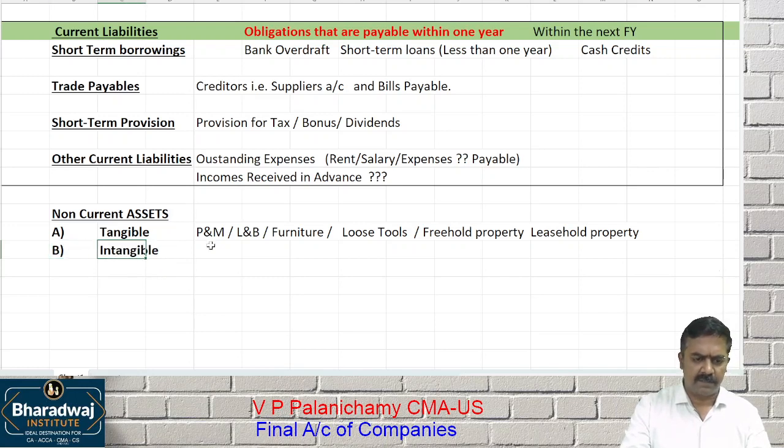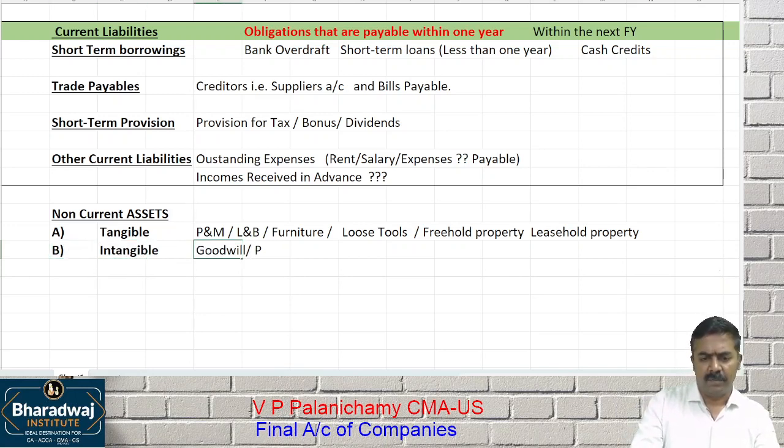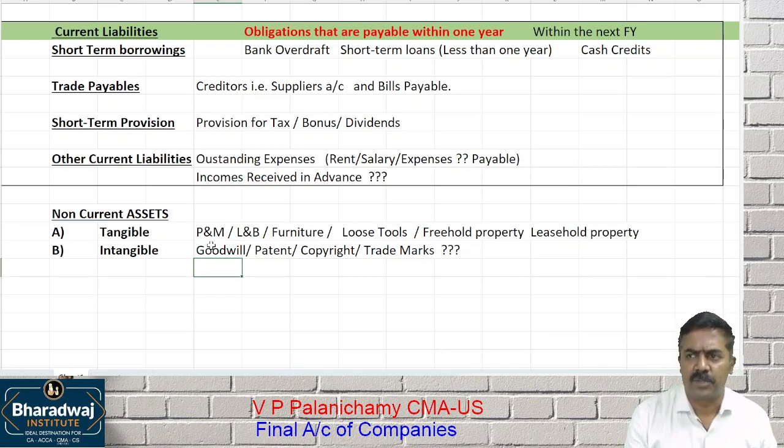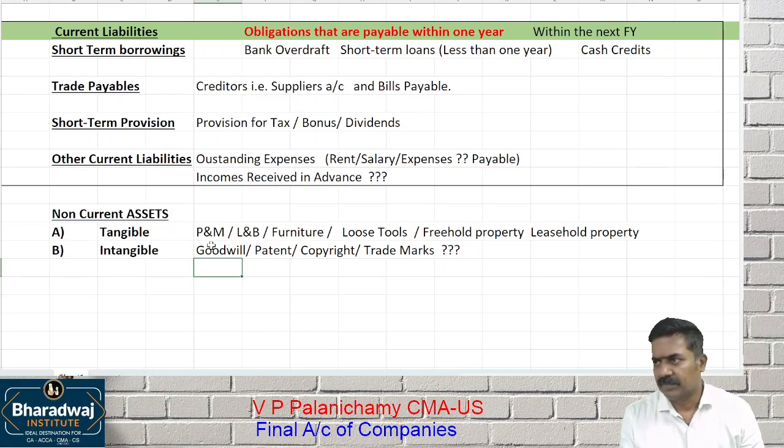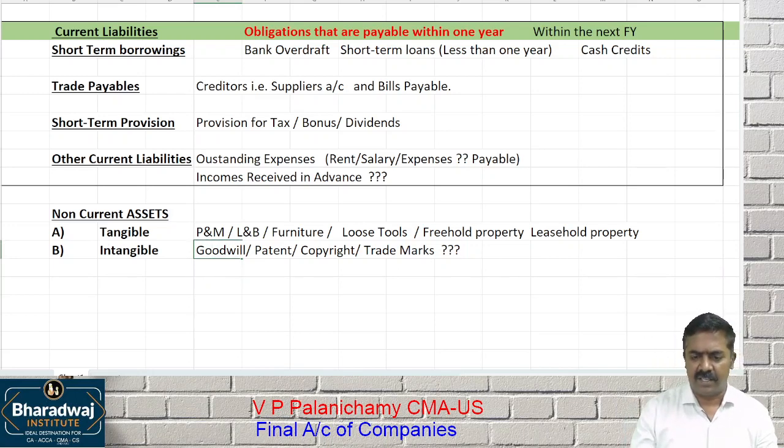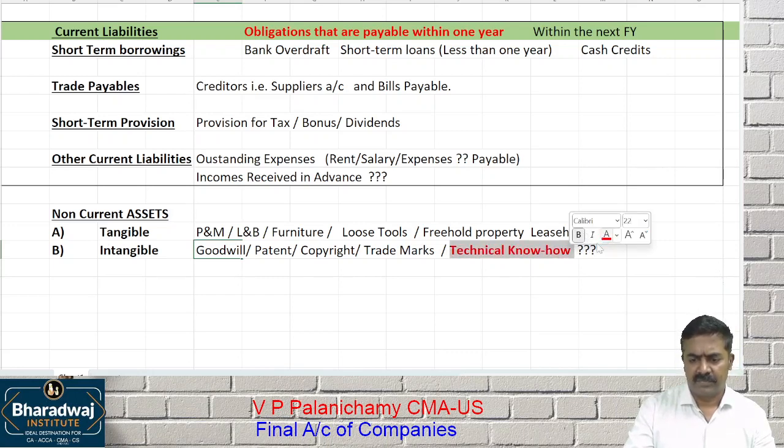Example of intangible assets? Goodwill, patent, copyright, trademark registrations, trademark costs. Then any other thing. For example, in modern days we use the word recipe right, in case of food items. So those things will come under which one? Intangible asset. Technical know-how. Technical know-how means technology developed by you. That is also an intangible asset.